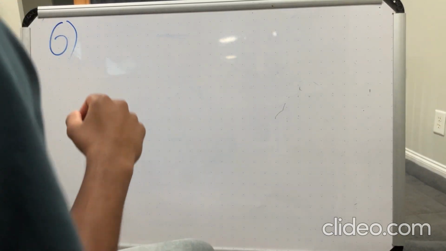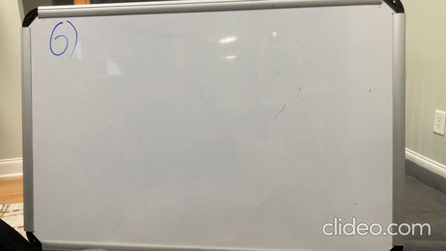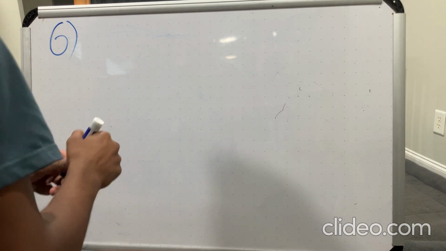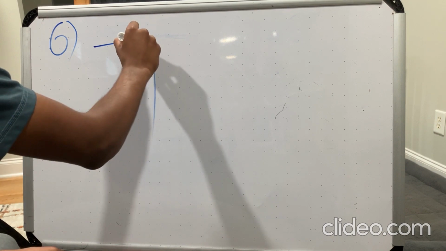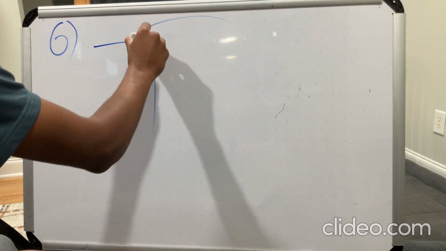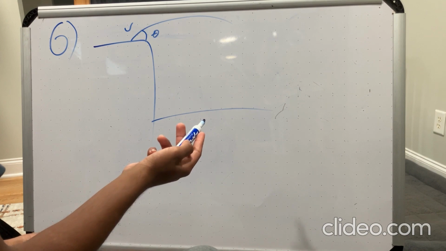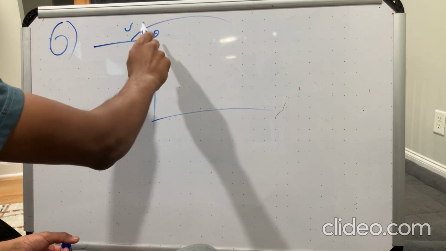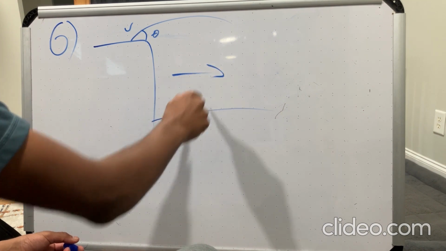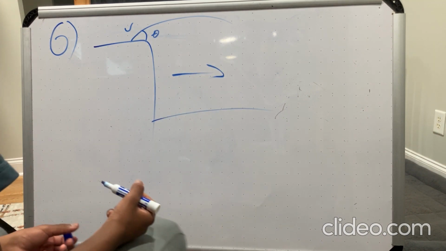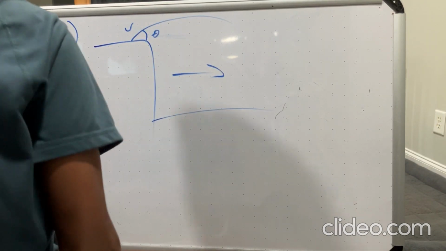Okay, now next one is question 6. This question was asking an object falls or is launched off a cliff at a certain angle and velocity, and the choices were to see which angle would cause the object to travel the farthest horizontal distance. So the notes will be at the end of this video.